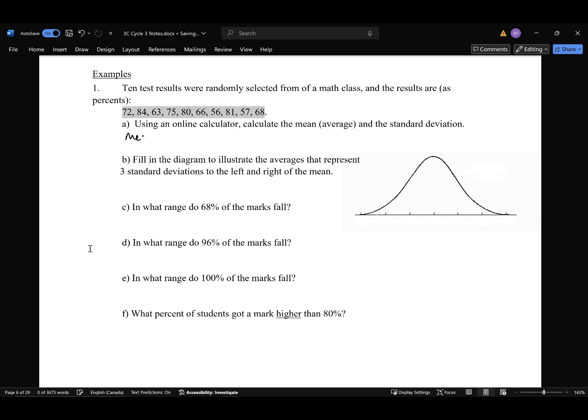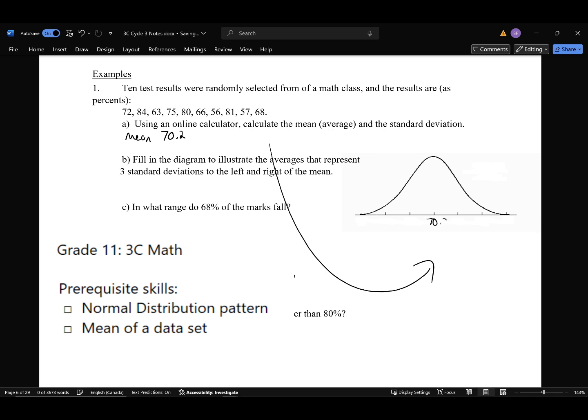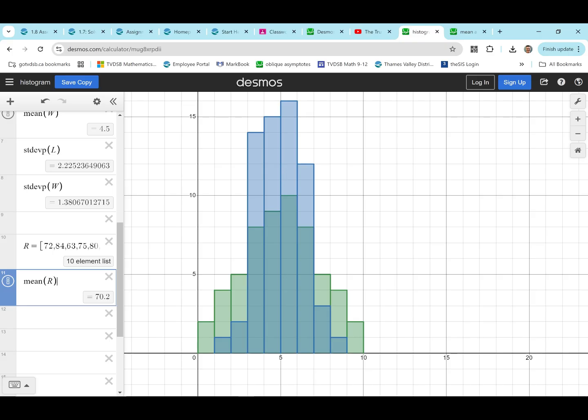Our mean is 70.2. If I throw that onto our histogram right here, that goes right in the middle, 70.2%, percentages because we're working with grades. Now, what is the standard deviation? I can also use Desmos to find that: STD, standard deviation, and then STDEVP, with a P.